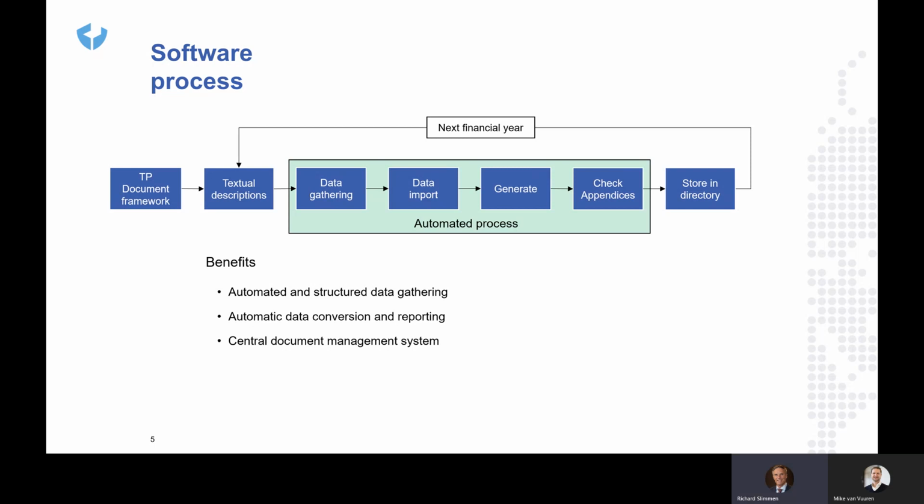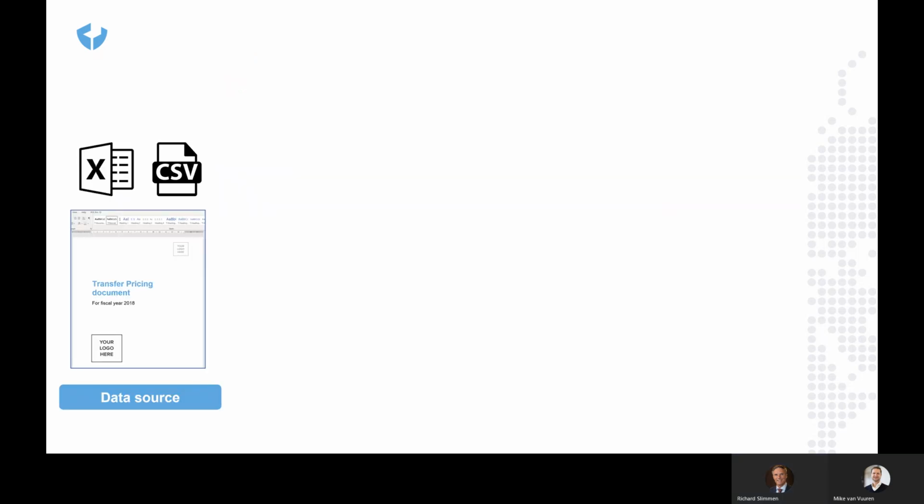So now we've discussed the automated process. So let's have a look at how this works within Coperitas. One of the core values of Coperitas is that it is built with flexibility in mind. This means that all sorts of data can be used as input for Coperitas. This concerns legal entity information, financial data, and your existing TP documentation. For example, your 2018 TP documentation.